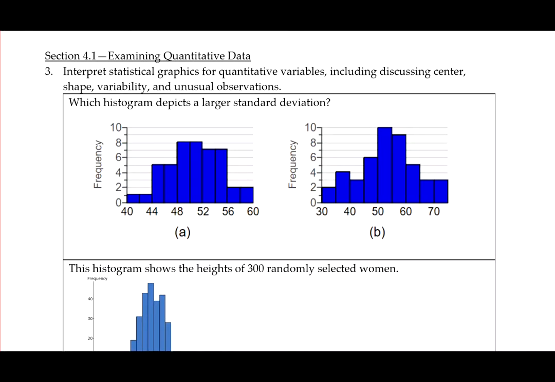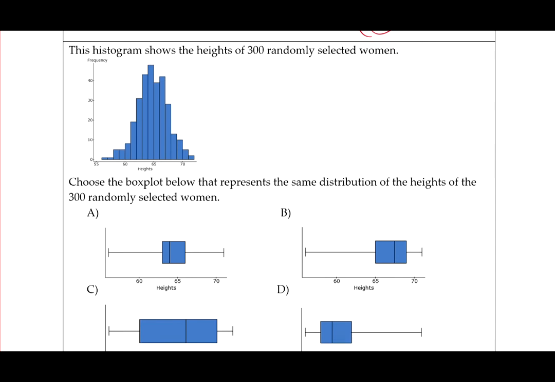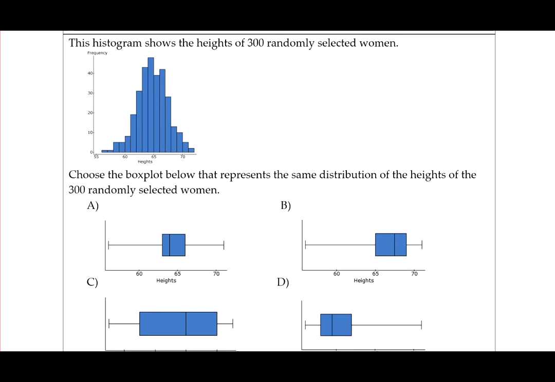Looking at graph A, we can see the first bar starts at 40 and the last bar ends at 60. That's a range of 60 minus 40, which is 20. Looking at graph B, the first bar starts at 30 and the last bar ends at 75, which is a range of 75 minus 30, which equals 45. The range of graph B is over twice as big as the range of graph A. So we can see that there is a lot more variability in graph B, which means it will also have a larger standard deviation.